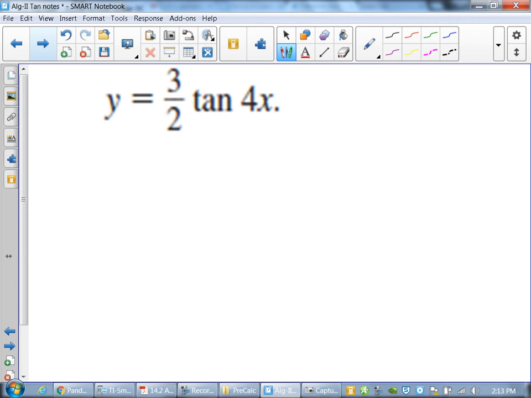So first thing we do is we go through a listing of things. What's our A and our B? Our A is 3/2. Our B value is 4. Means my amplitude-ish is 3/2. And my period is going to be pi over 4.